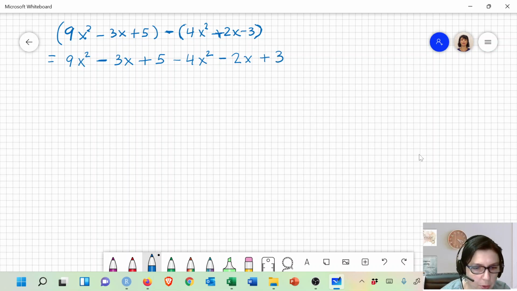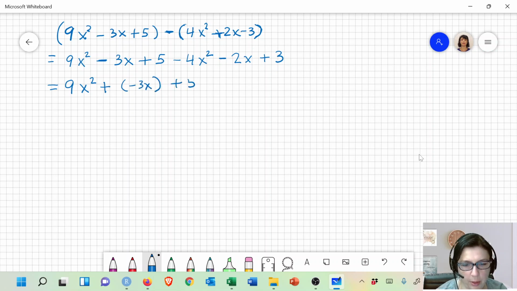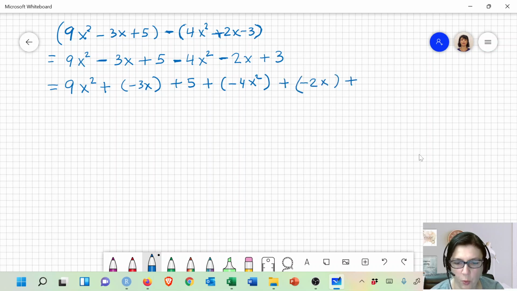Once we do that, I'm just going to spend one more step on, instead of subtracting, changing it to a plus negative, just so I'm clear what I'm doing. So this is a subtraction again, I'm going to change it to a plus negative. And this one is also a subtraction, plus negative. Okay, why am I doing that? Because I think it's easier to perform operations when you do that. You're not going to forget that there's a negative.